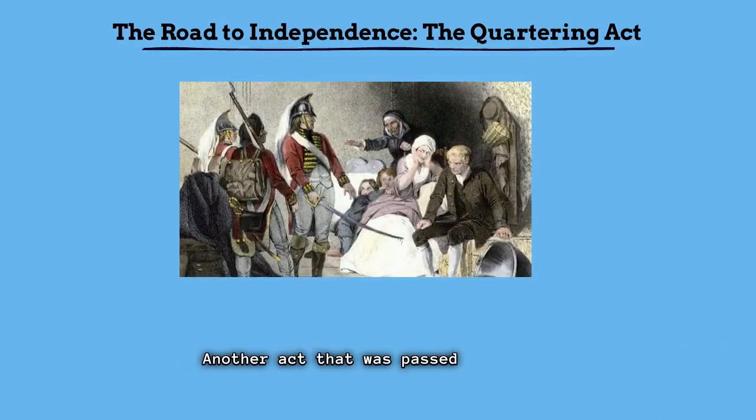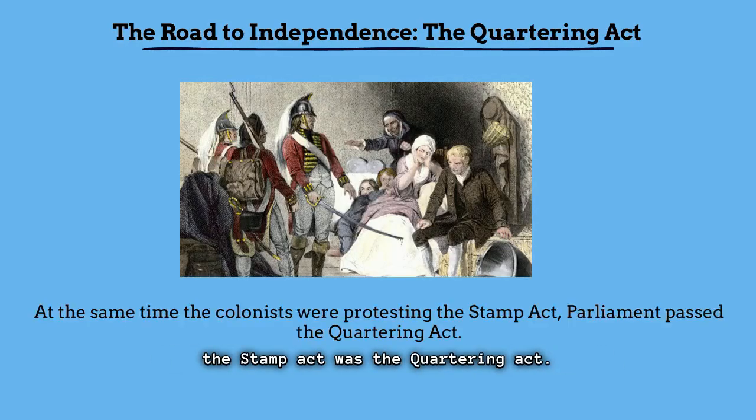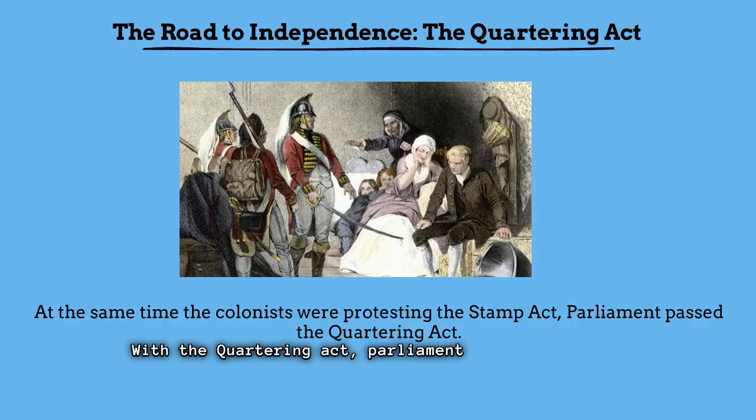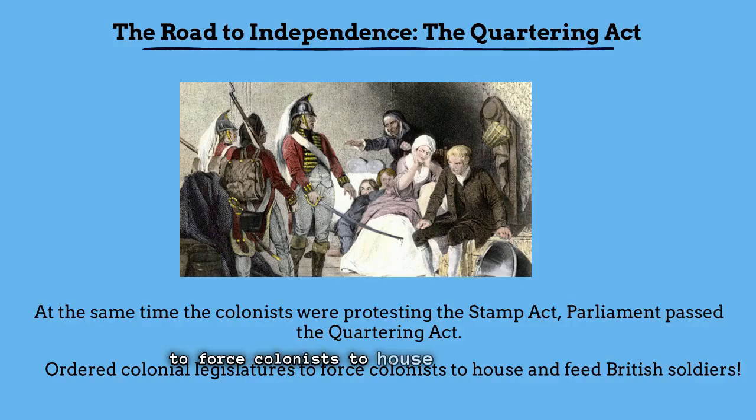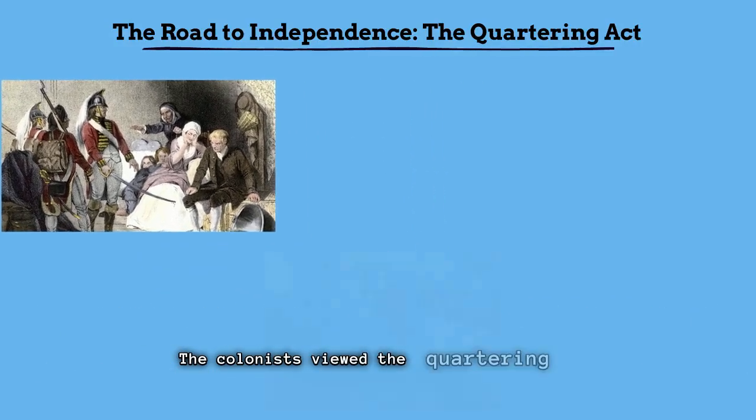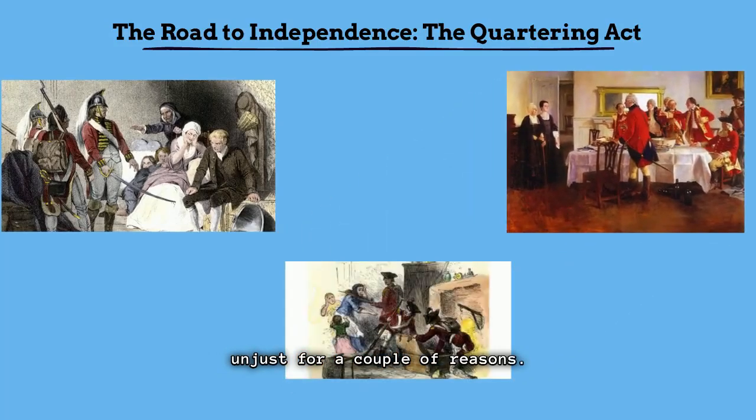Another act that was passed about the same time as the colonists were fighting the Stamp Act was the Quartering Act. With the Quartering Act, Parliament ordered colonial legislatures to force colonists to house and feed English soldiers they didn't even want there. The colonists viewed the Quartering Act as unjust for a couple of reasons.